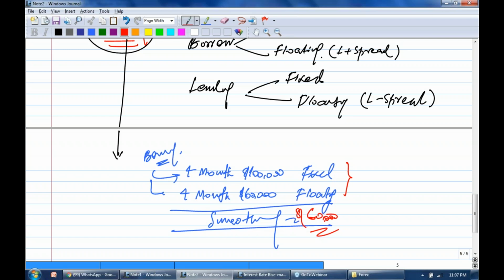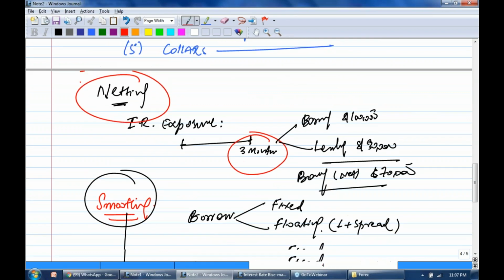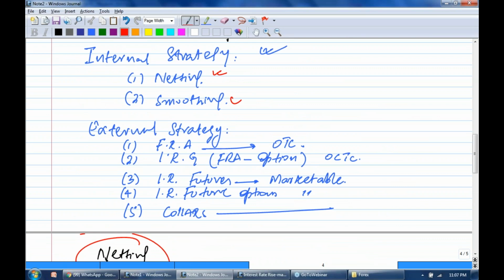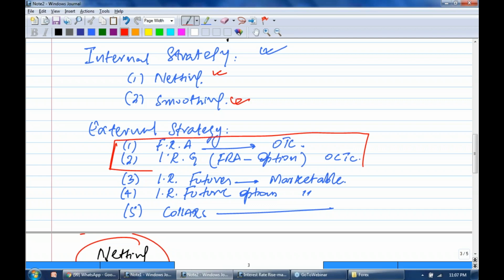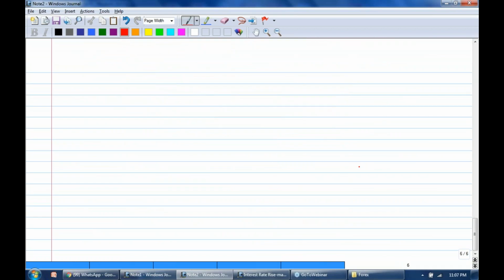It's your F9 studies. It's not part of P4. Both netting and smoothing are F9 studies. You can read from the book as well. Done. Now, these two things we are going to discuss here. Now listen carefully. Candidates, your attention is required.